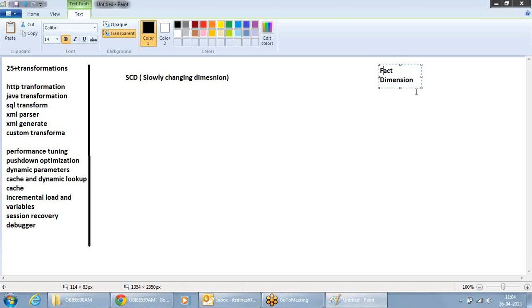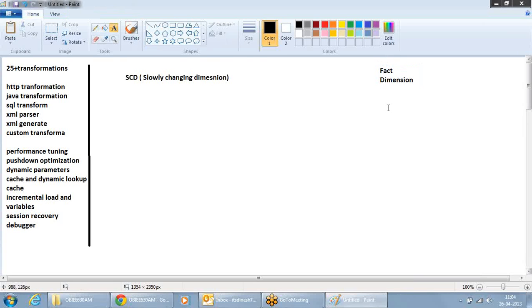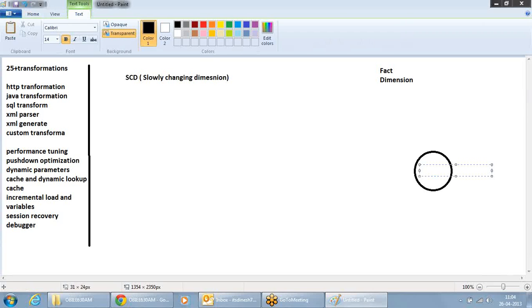We analyze numbers, we keep the numbers in the fact table, and we keep the description in the dimension table. So now, just to give you a real-time normal example, assume that you have an expenditure. Now you would like to analyze your expenditure.